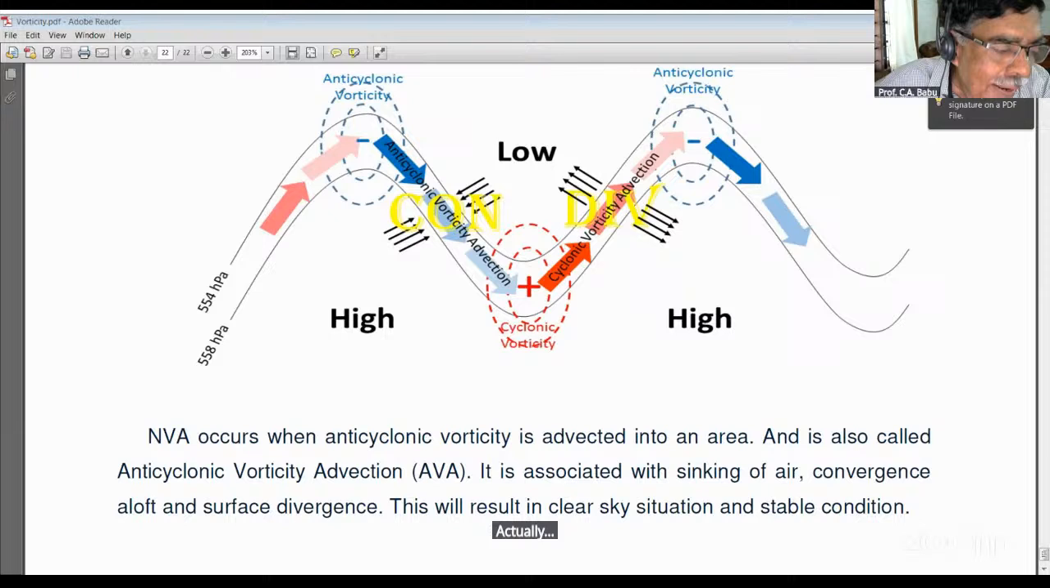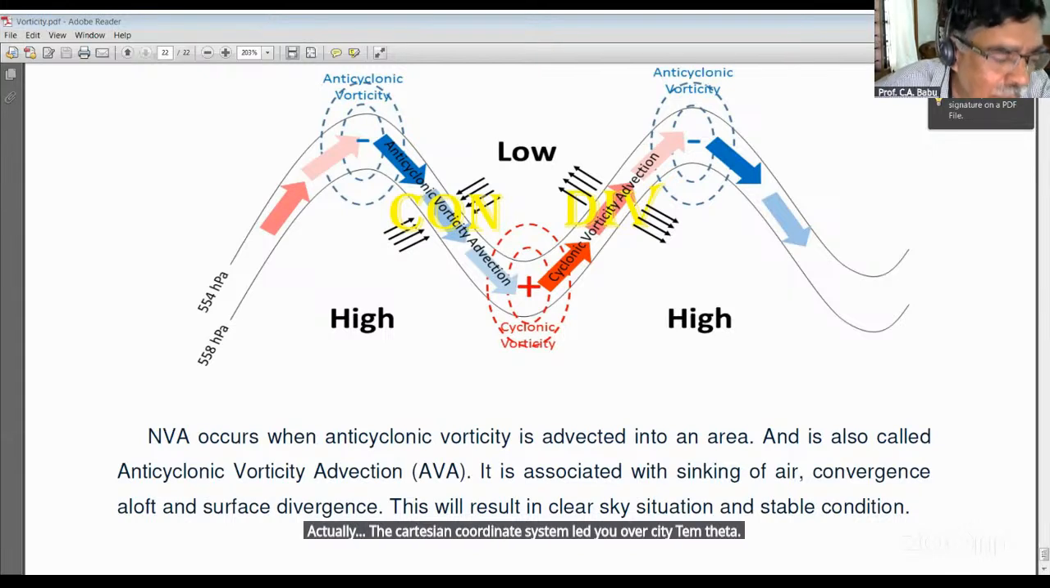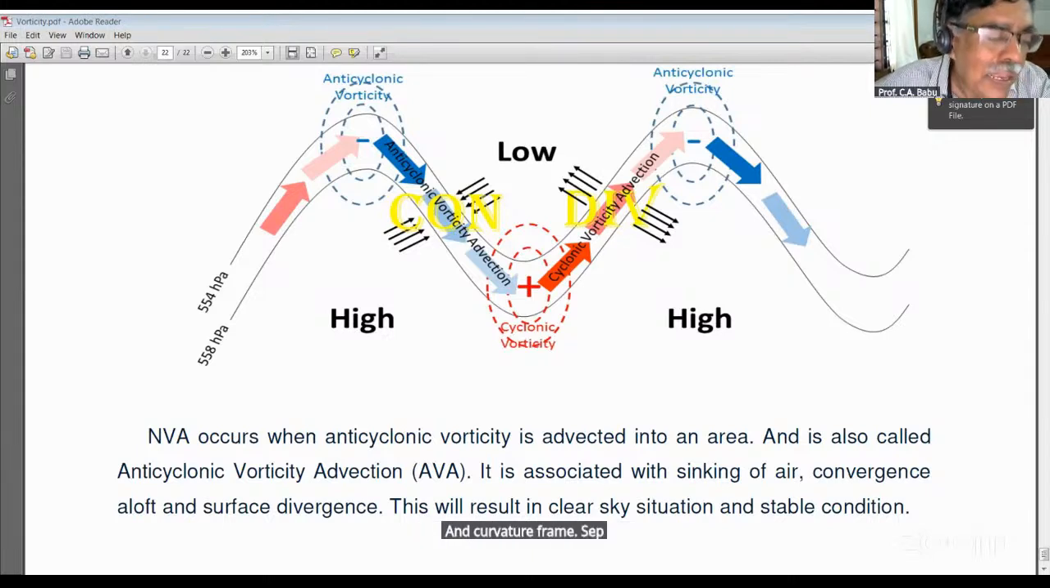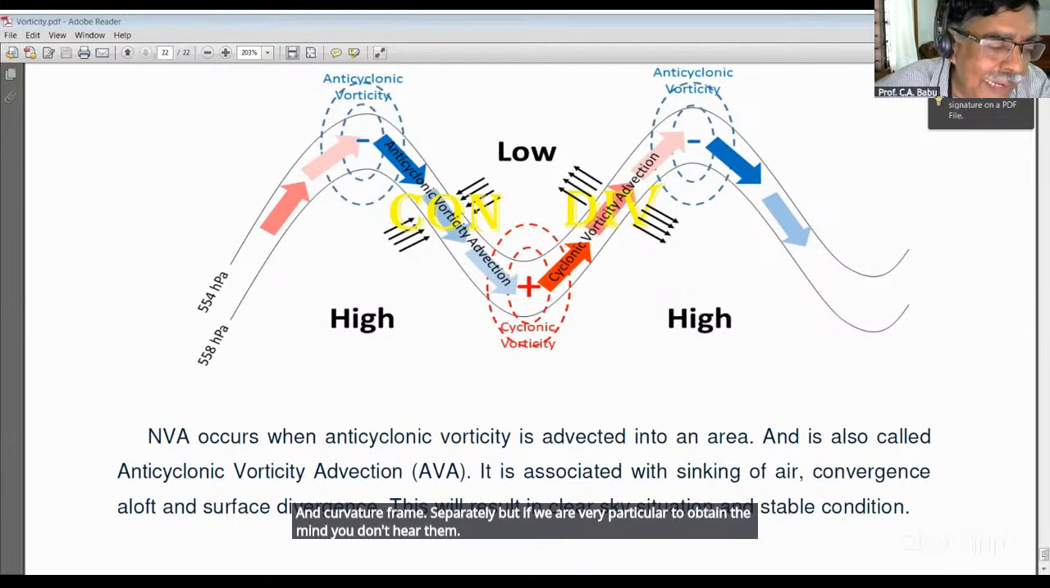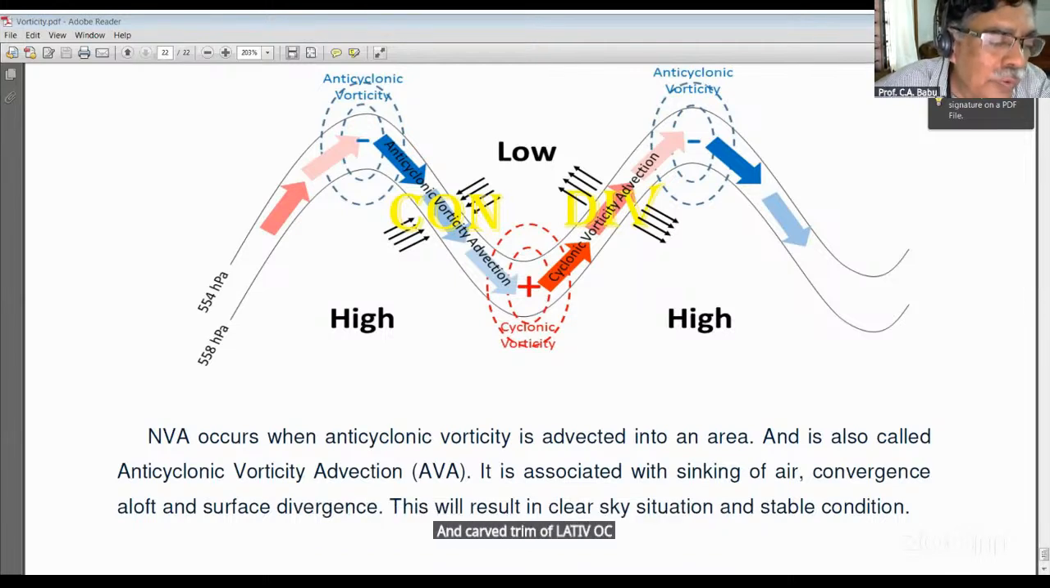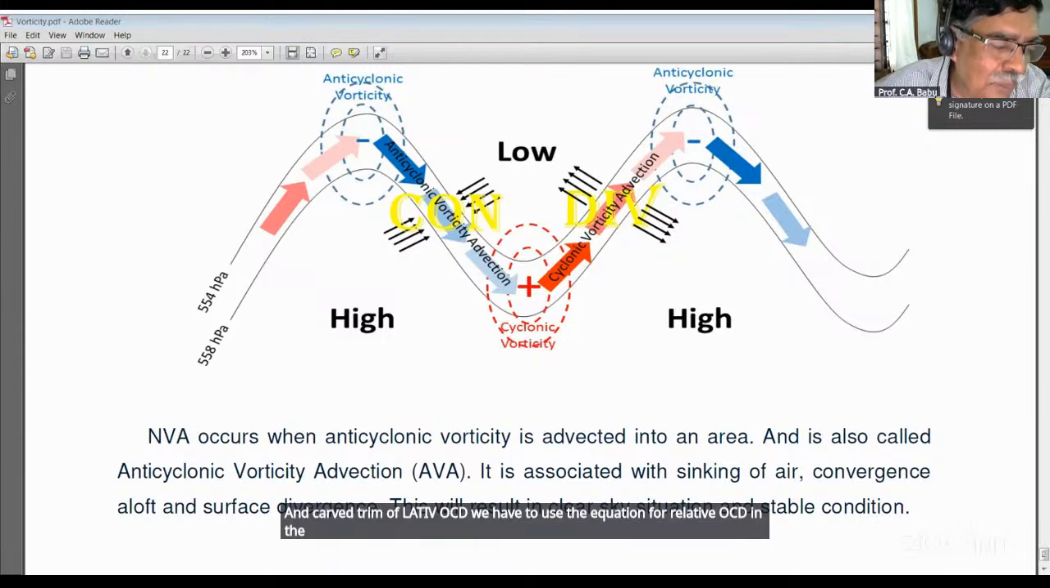Actually, in the Cartesian coordinate system the relative velocity term theta does not specify the shear term and curvature term separately. But if we are very particular to obtain the magnitude of shear term and curvature term of relative velocity, we have to use the equation for relative velocity in the natural coordinate system, and from the flow pattern on the basis of curvature grid method, we can easily evaluate the contribution of shear term and contribution of curvature term for the relative velocity.